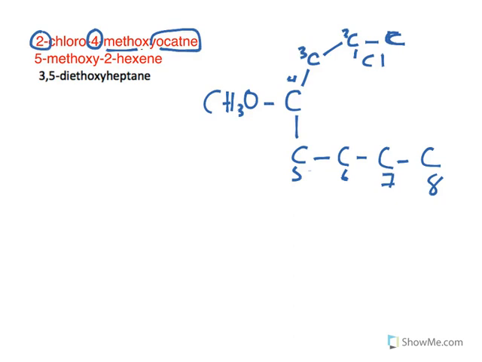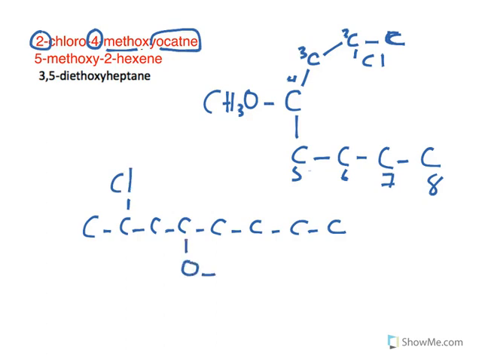So now let's write it in a very nice way. Here's a chain of 8 carbons: 1, 2, 3, 4, 5, 6, 7, 8. On the 2nd one we have a Cl group, and on the 4th one we have O bonded to CH3. This is 2-chloro-4-methoxyoctane.